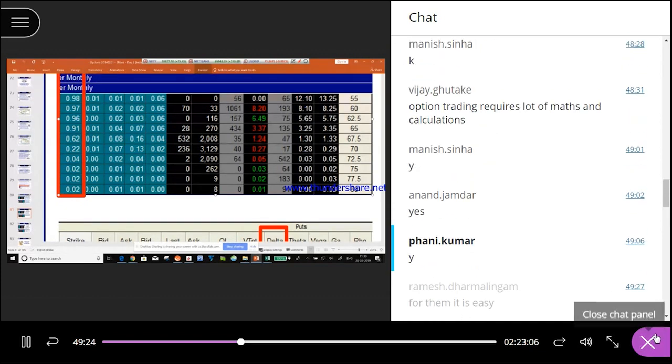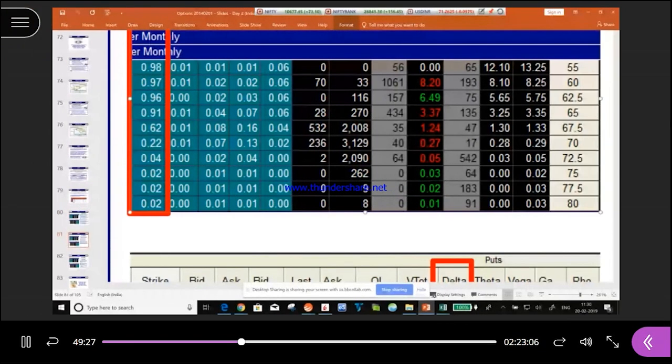Now, in this same table, if you see, this is 75. Can you see 75?